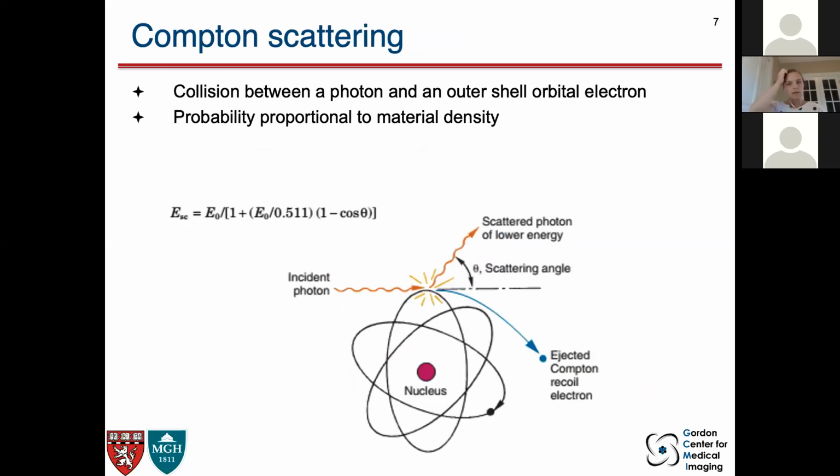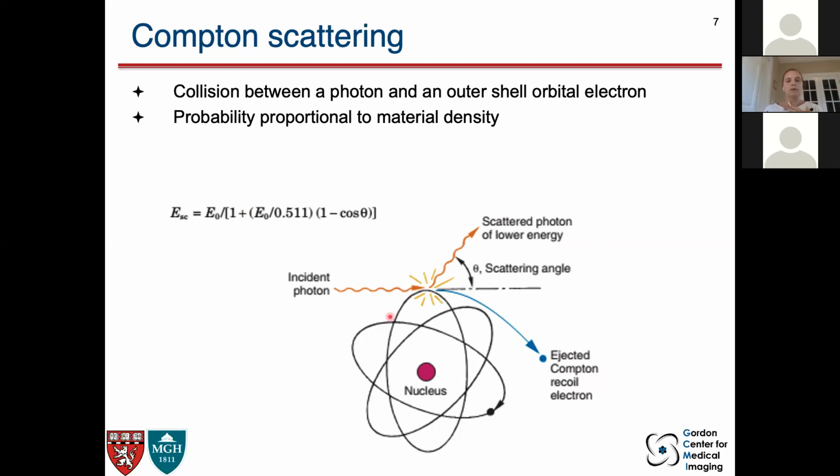The second mechanism is Compton scattering, and this is a collision between the incident photon and an outer shell orbital electron, like we see here. The result is a scattered photon with lower energy compared to the incident one, and also an ejected Compton or recoil electron. The energy of this scattered photon can be determined as a function of the scattering angle, as you see here. This equation relates the energy of the scattered photon with the energy of the incoming photon and the scattering angle. You can deduce this simply by using laws of conservation of energy and momentum.